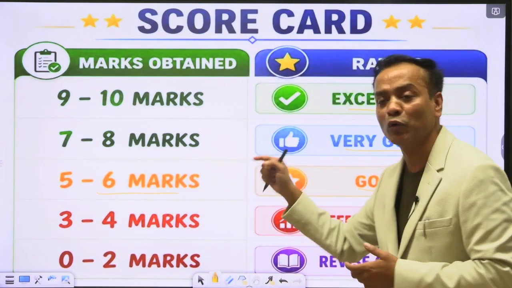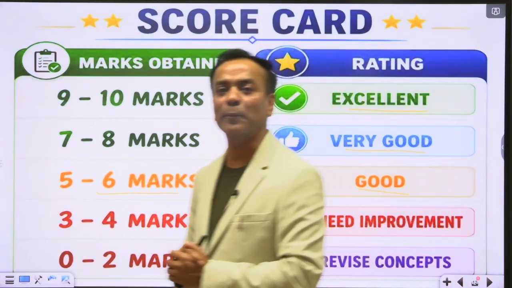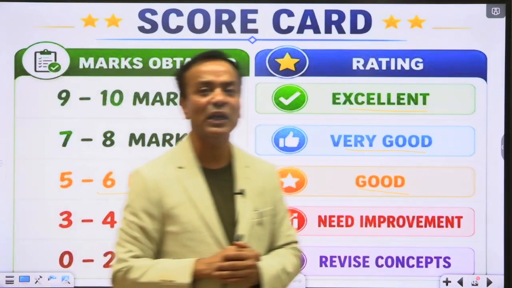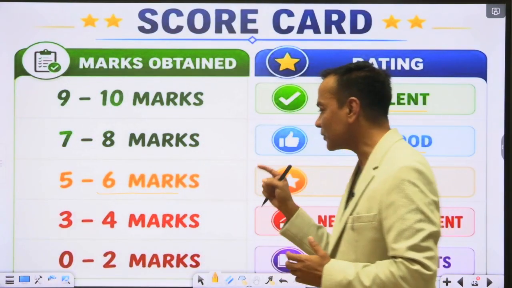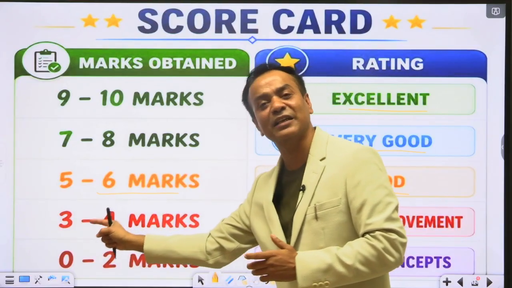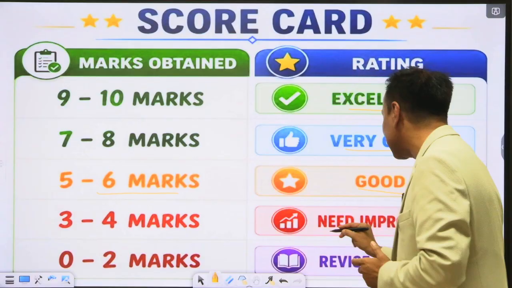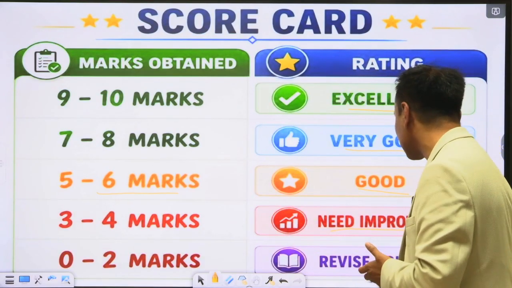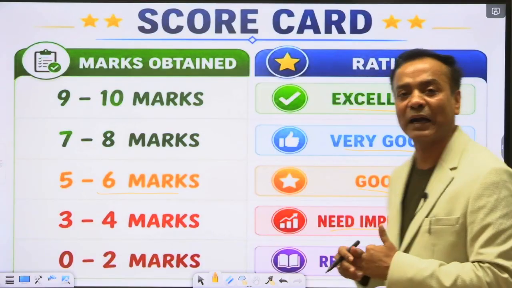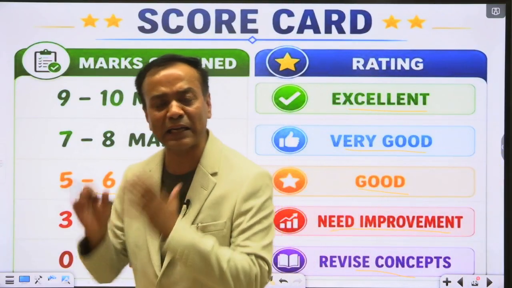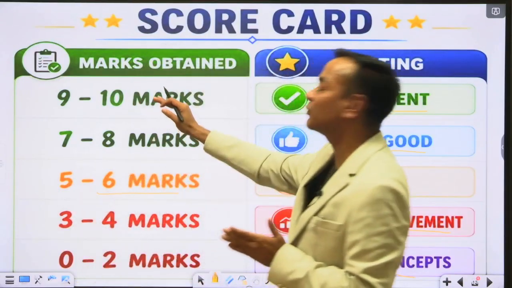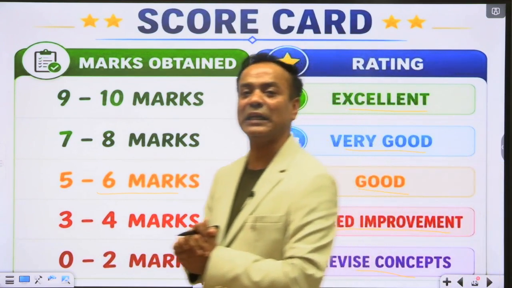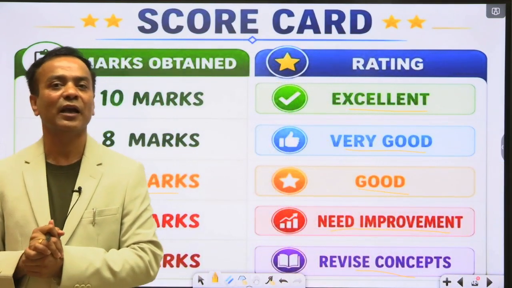And if you're below this, then you have to learn more and more so that your preparation will be on track. If you're scoring 3 to 4 marks, it means you need high improvement. Then 0 to 2 marks is very poor. So you need to revise all your concepts and try to always maintain the first category, so that the chances of selection in any competitive exam will be very high.